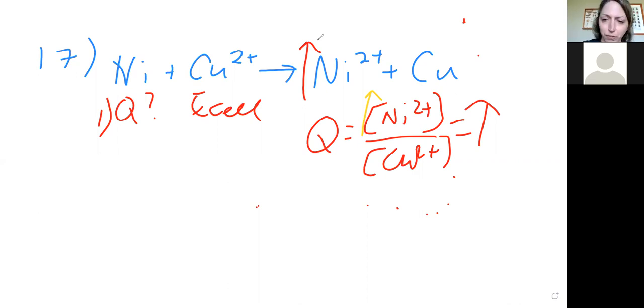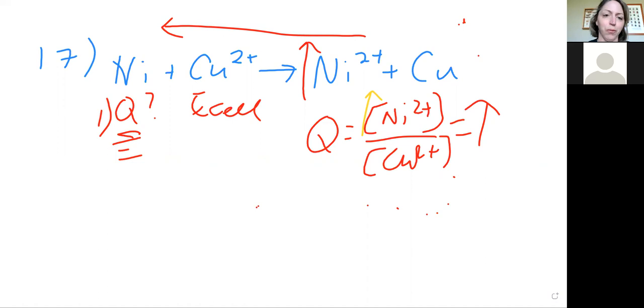Bottom line, with the addition of nickel 2+, which is a product, Q compared to standard conditions, meaning the nickel 2+ and the copper 2+ will both be 1 molar, all of a sudden Q is greater. So that answers number 1: Q is larger. Because of that, compared to a standard cell, this is going to shift backwards. You've got too much product, so to get rid of that, you're going to shift backwards.